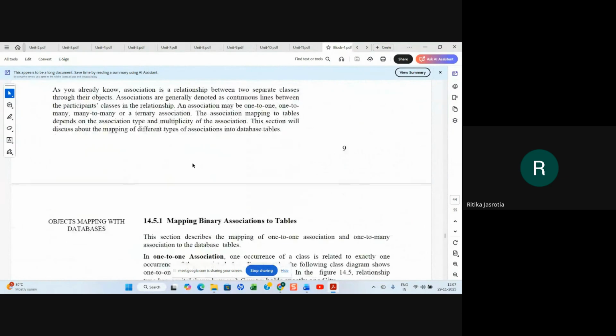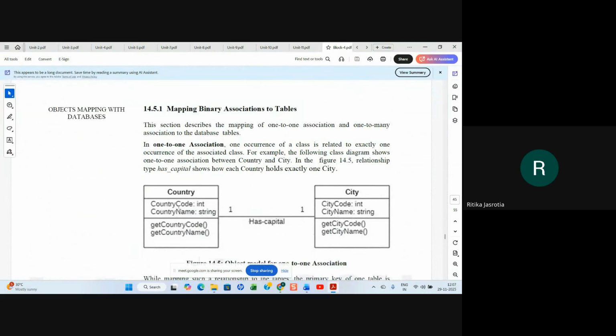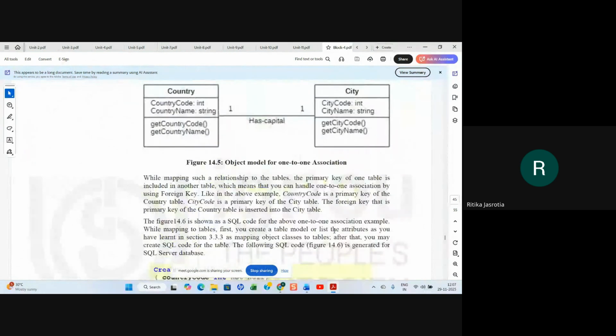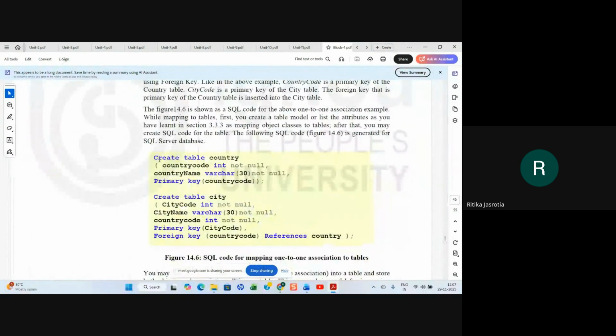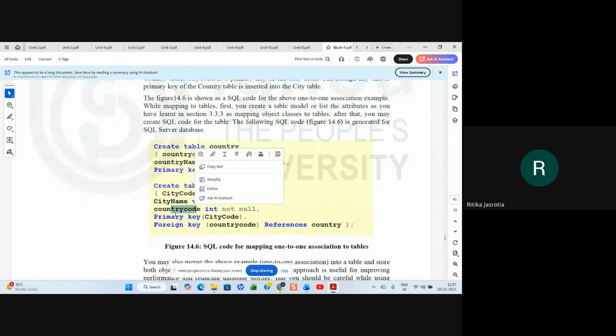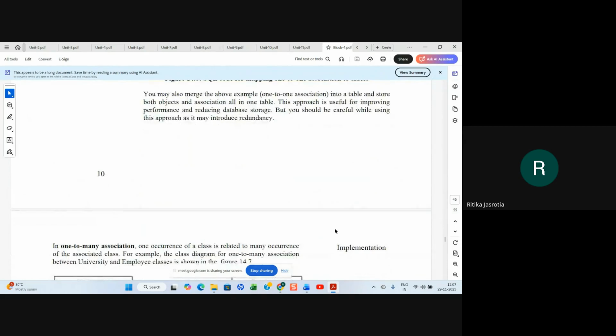So if you have to map associations, say country and city are there. If you have to map them into a table, so create table country. Country code is the primary key. Country name is there, and the primary key is country code. Create table city. City code, city name and country code are there, and the primary key is city code in this, and the foreign key country code will be here in city also. It will be a foreign key which is from the country table, references country. So like that, this is the example.